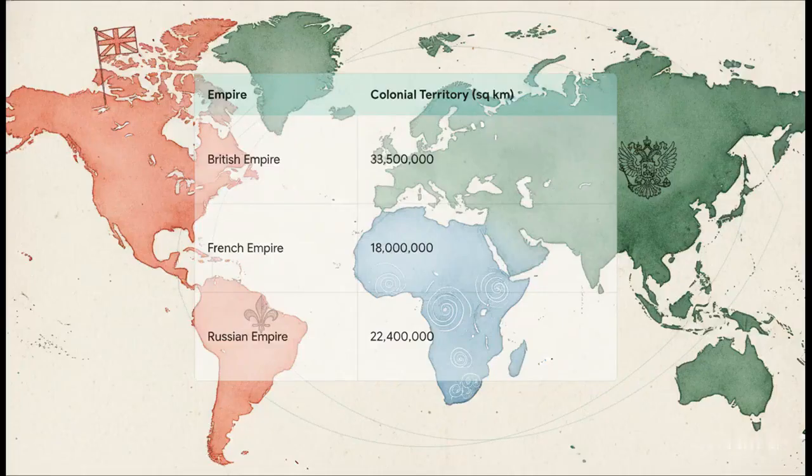I mean, just look at these numbers. The world had already been claimed. The British Empire controlled a mind-boggling 33.5 million square kilometers of territory. That's a quarter of the entire planet. France owned huge chunks of Africa. Russia stretched from Europe all the way to the Pacific. The old empires had already grabbed all the good stuff.